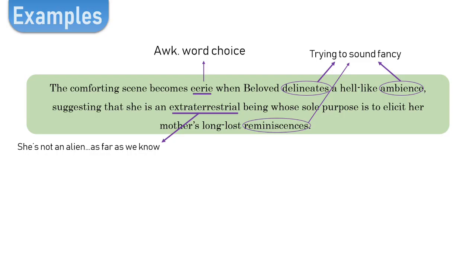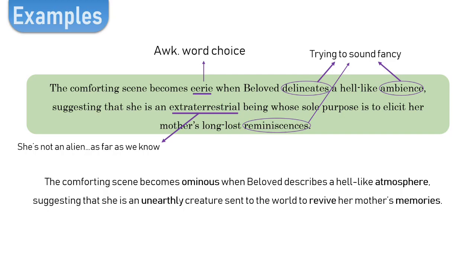So here's our improved sentence. "The comforting scene becomes ominous when Beloved describes a hell-like atmosphere, suggesting that she is an unearthly creature sent to the world to revive her mother's memories." So this sentence is not only a lot simpler to understand, but it's also a lot shorter and uses fewer words to convey the same exact meaning.